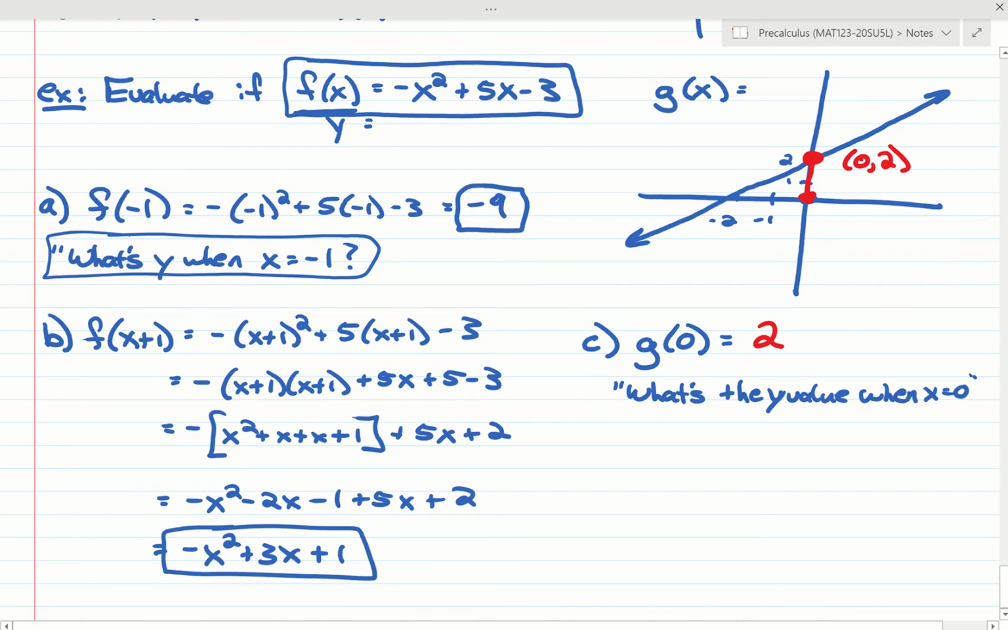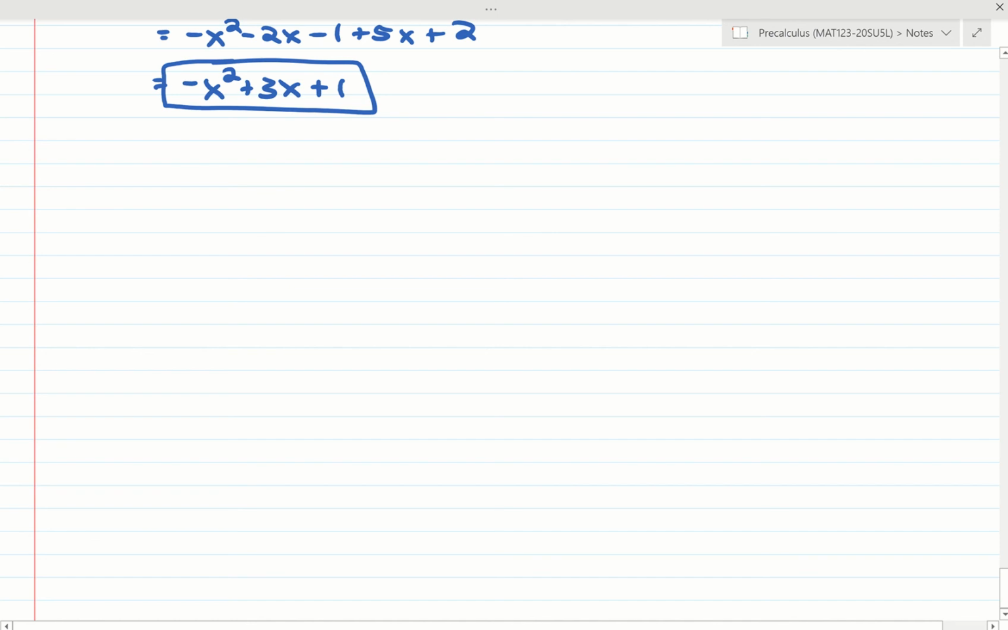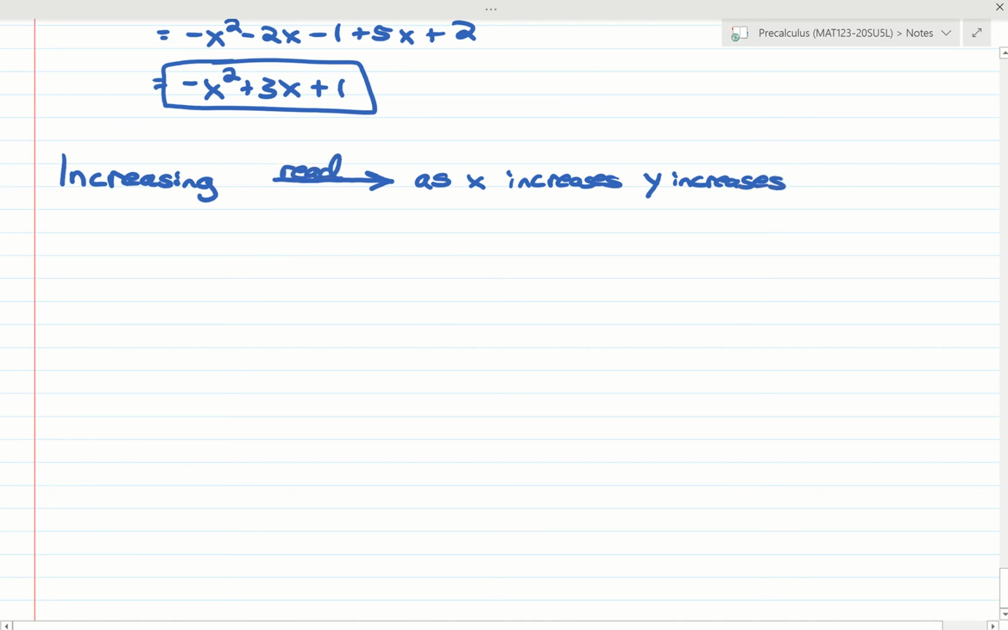Last part from this section, we'll just be talking a little bit more about vocabulary. When we say that a graph is increasing, that means we're reading the graph from left to right. And really what this means is as x increases, y increases. And this means we read the graph from left to right. That would mean the graph looks like this. The graph's going up from left to right.